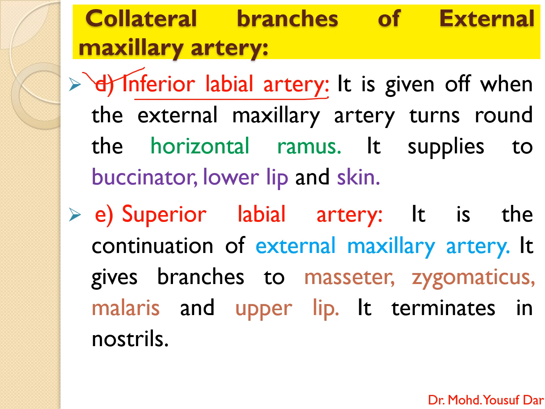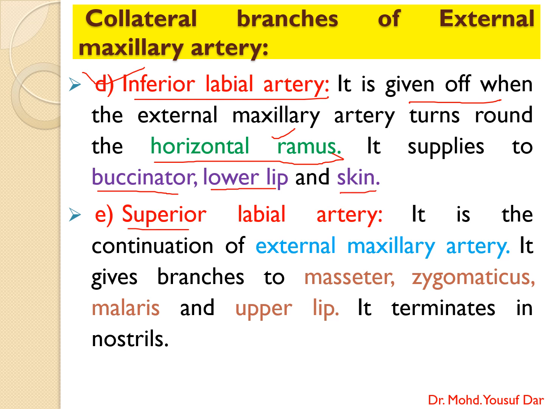The inferior labial artery arises from the external maxillary artery when it turns around the horizontal ramus. So at the point when the external maxillary artery turns around the horizontal ramus, the inferior labial artery arises. This inferior labial artery supplies the buccinator muscle, the lower lips and skin.